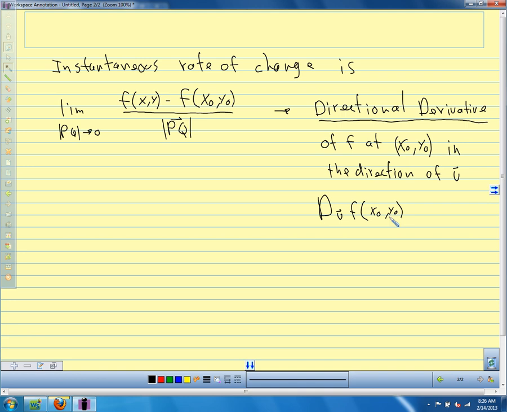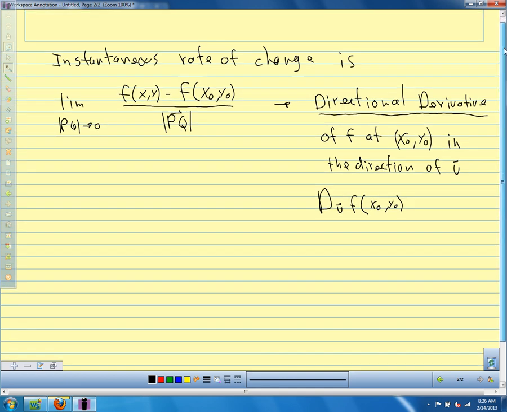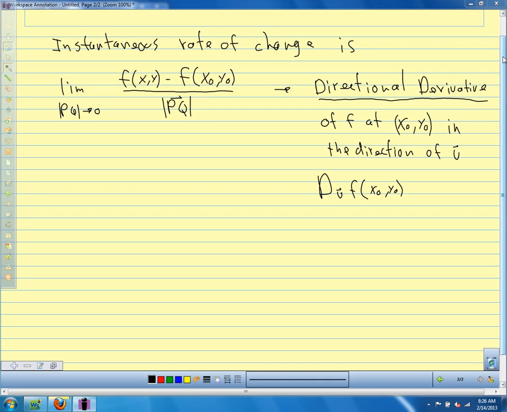Well, now we have an idea of what we're talking about. We need a way to calculate this. It's very inconvenient to try to calculate with this limit. So we're going to come up with a way of calculating this directional derivative. We know that the vector PQ, from one point to the other point where we're traveling, is parallel to u. So our vector PQ is parallel to vector u.